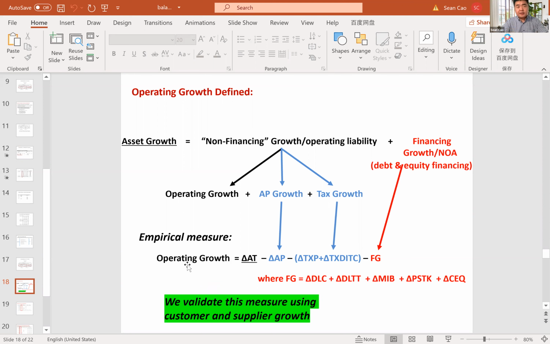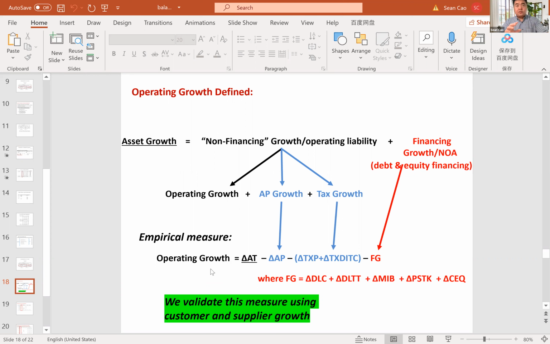The way we validate is we want to see the operating growth is positively correlated with customer and supplier growth. So the idea here is, if the operating growth calculation is correct, if the firm has a new customer, we should see the growth financed by customers should rise as well. So there must be a positive correlation between new customers and the growth financed by customers. That's how we validate that.